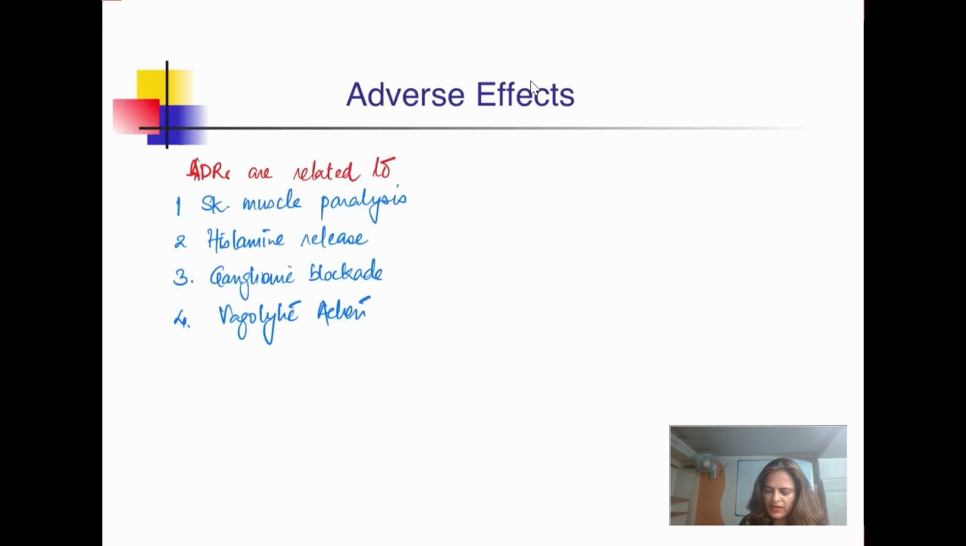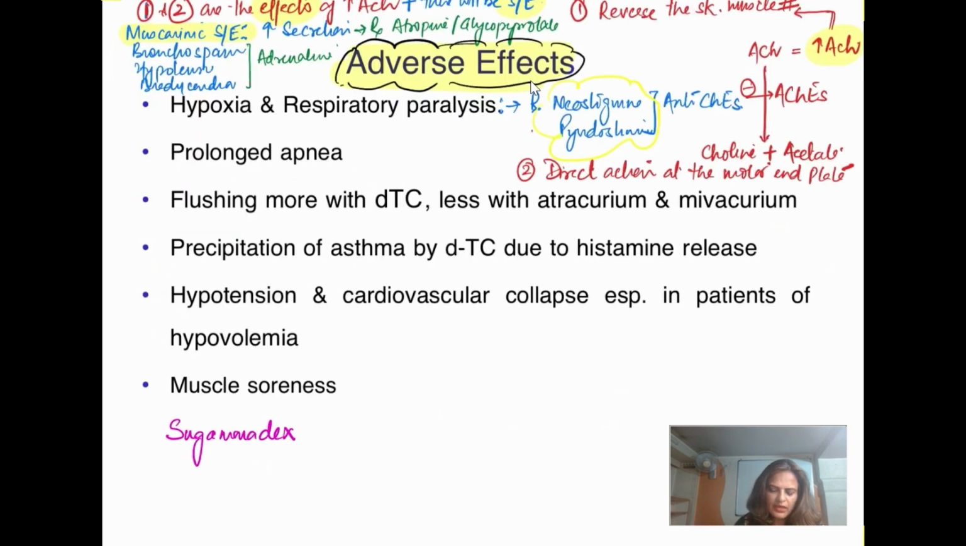Now coming to the adverse effects. Especially of the peripheral acting non-depolarizing agents, what do they happen due to? Adverse effects are mainly related with number one, skeletal muscle paralysis, histamine release, ganglionic blockade and vagolytic action. Now skeletal muscle paralysis से related क्या adverse effect patient को हो सकता है? There is hypoxia and respiratory paralysis. This can happen. Skeletal muscle paralysis के लिए ही हम medicine दे रहे हैं. So what will happen? Hypoxia and respiratory paralysis.